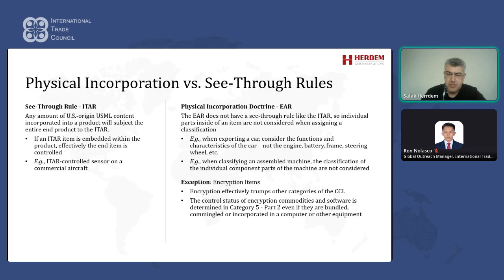It's important to note that under the See-Through Rule, any amount of U.S. origin, U.S. Munitions List content in a product will entail the entire end product being under the jurisdiction of the State Department's ITAR, International Traffic in Arms Regulations. The EAR is a little different, as noted: the incorporated item in an EAR controlled item takes on the control of the overall entire item.